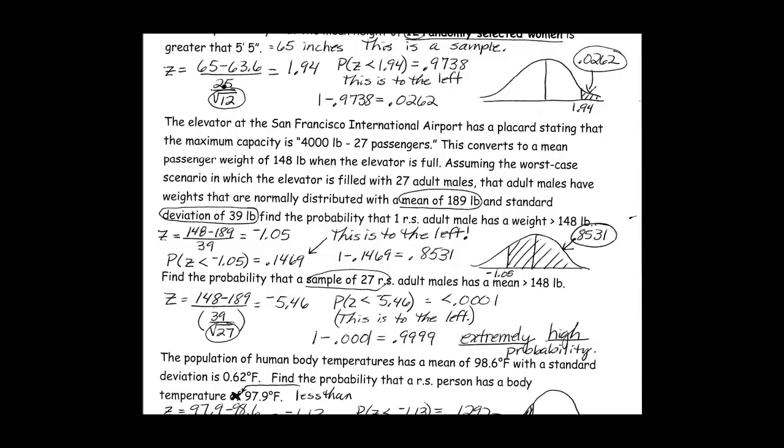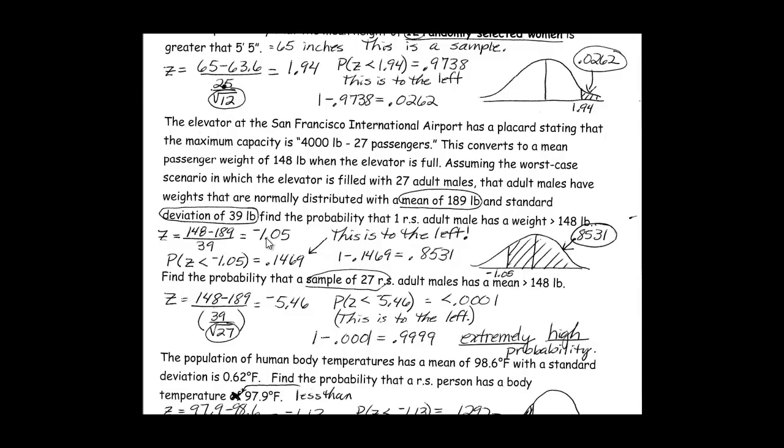Let's assume the worst case scenario in which the elevator is filled with 27 adult males, and that adult males have a weight that are normally distributed with a mean of 189 and a standard deviation of 39. Find the probability that one randomly selected adult male has a weight that is greater than 148. When we go ahead and do this one, it's a regular process, very similar to the one above. Plug in the information into our z-score formula.